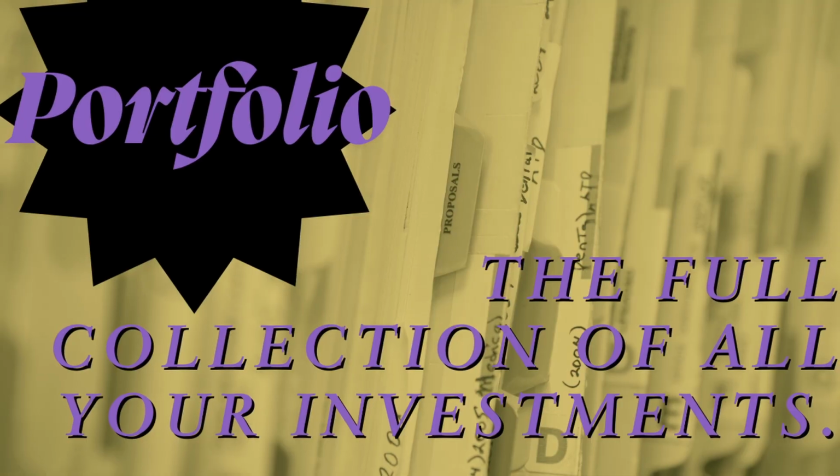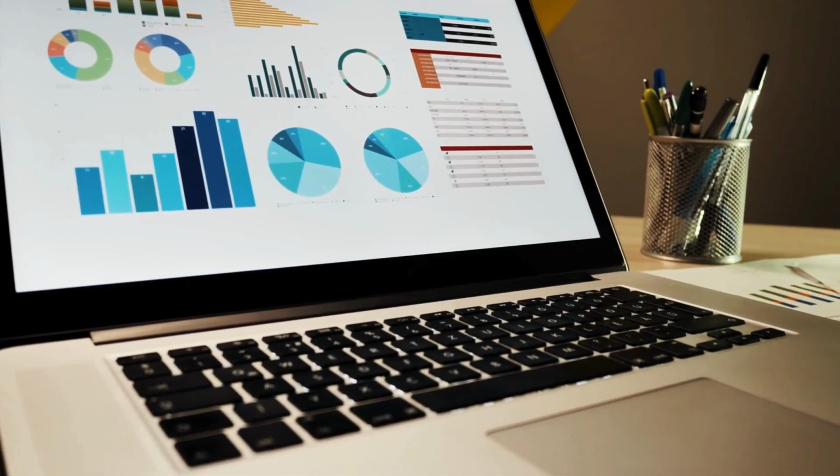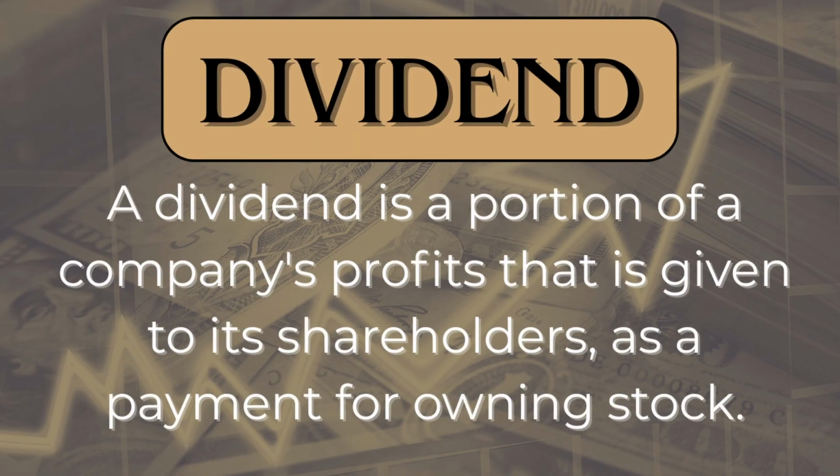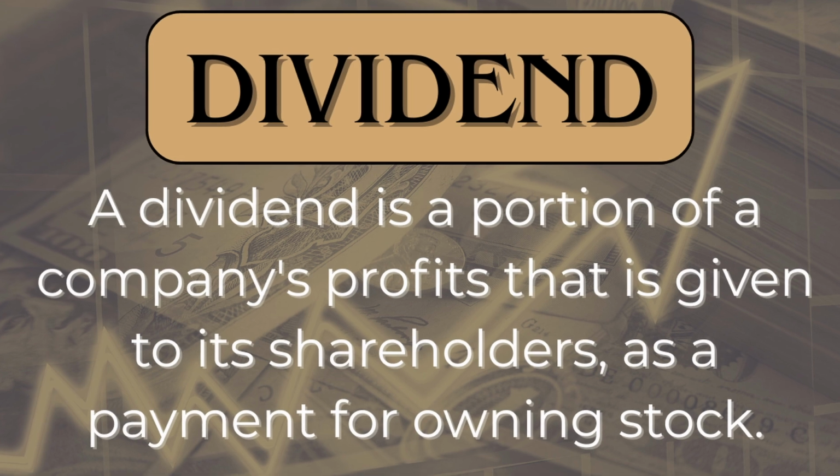Portfolio. A portfolio is the full collection of all your investments. So if you own a little bit of Apple, a little bit of Tesla, and some real estate, that is your portfolio. Dividend. A dividend is a payment from a company to the shareholders or stockholders of that company.